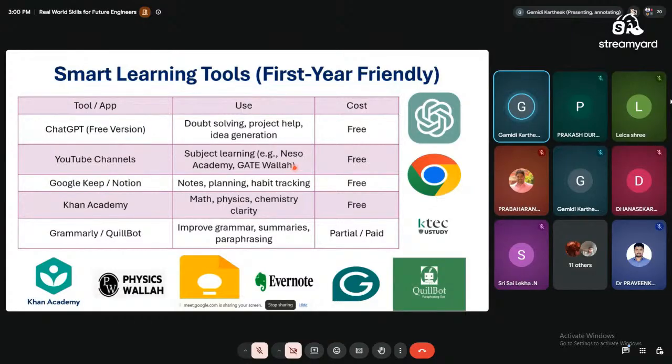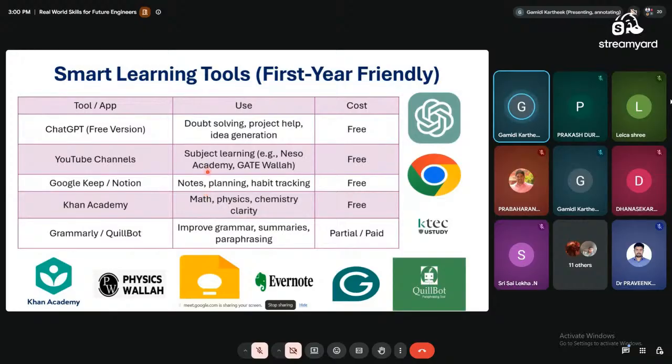You can get many courses there, and you can learn through their lectures as well. And you should have Google Keep and Notion. You have smartphones, right? All of you are using smartphones. In smartphones, you have a notes app. You make notes to plan your day. You make notes to track your habits and track what you are doing every day. That helps you a lot in your future.